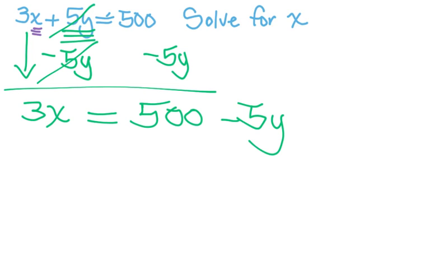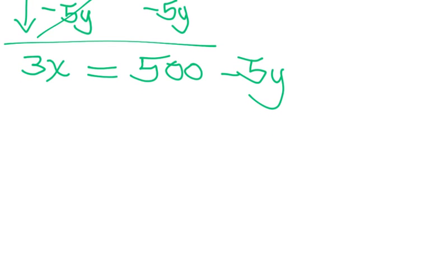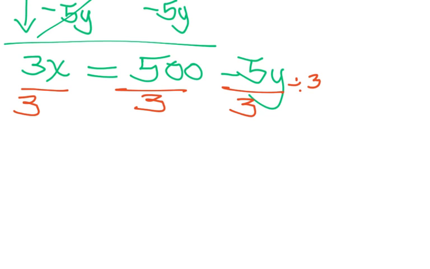Remember, the whole idea is to get x all by itself. Therefore, when I have 3 and x together, it means that I am multiplying. So in order for me to undo multiplication, I'm going to divide every single thing on the right and the left by 3. Divide by 3, divide by 3, divide by 3. Remember, that fraction bar means to divide. I am dividing everything by 3.